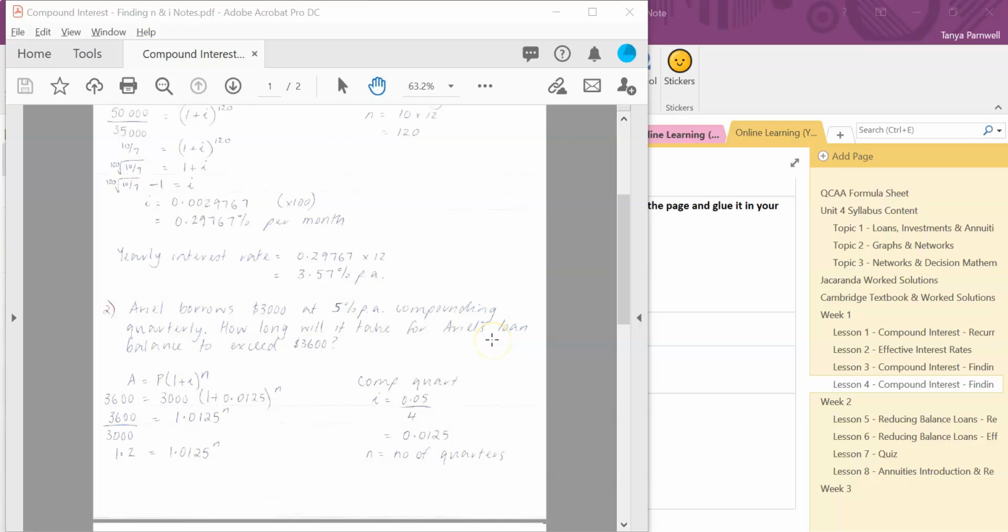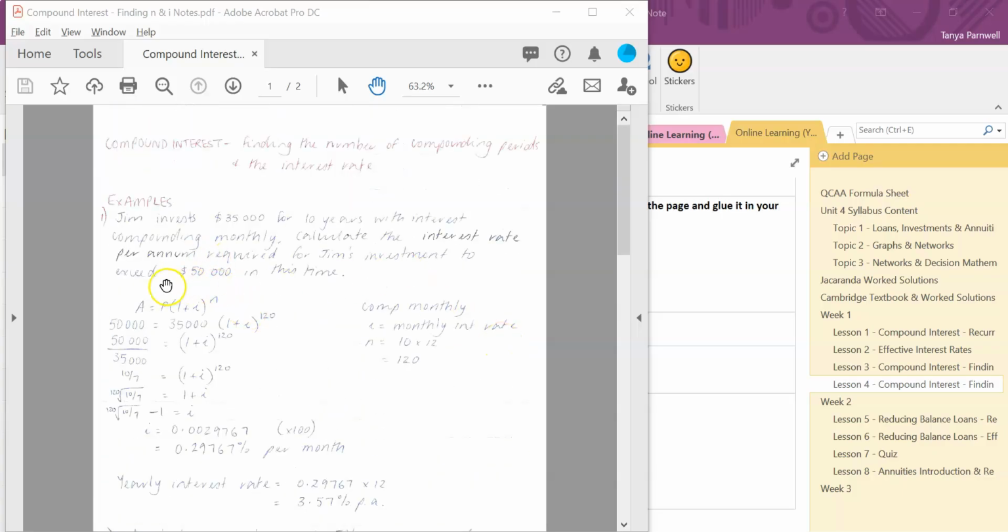By the end of our lesson today, it's expected that you would now be able to use our compound interest formula here to find any unknown. So the A, the P, the I, or the N.